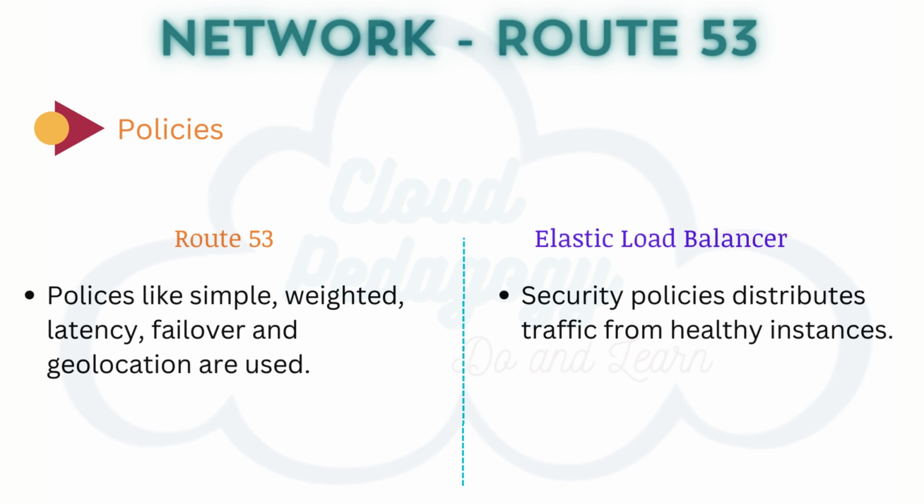Next, Route 53 uses policies. Elastic Load Balancer's duty is to distribute traffic to instances while making sure that the instances are healthy, and also to make sure your application is always available. Whereas Route 53 has many functionalities which are called policies, like simple, weighted, latency, failover and geolocation. These make Amazon Route 53 a highly available and scalable domain name system web service.